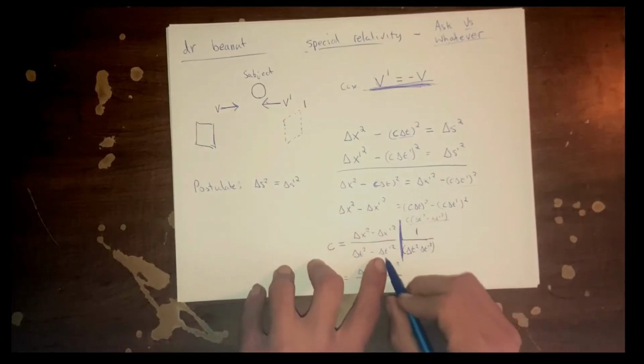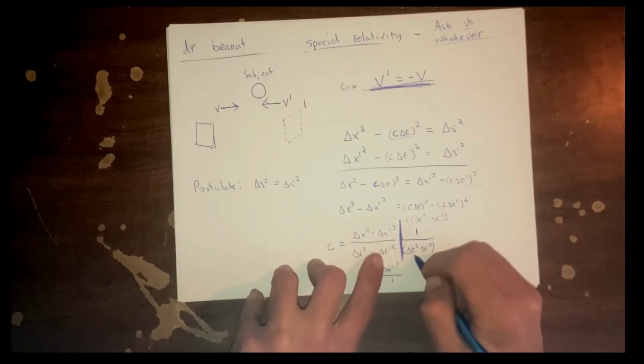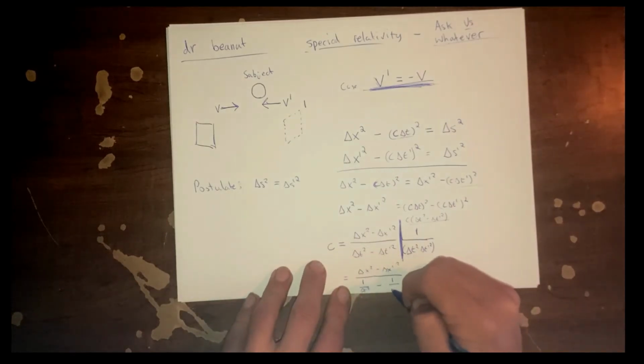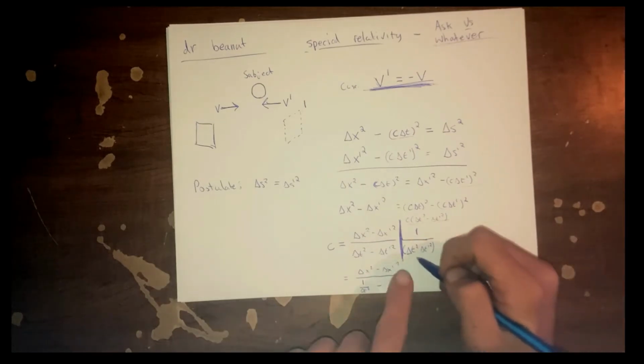And then the same thing is true over here. Minus delta t prime squared divided by delta t prime squared is 1, but we don't have anything to cancel out the delta t squared. So it's just over delta t squared. And that's what that factored out.